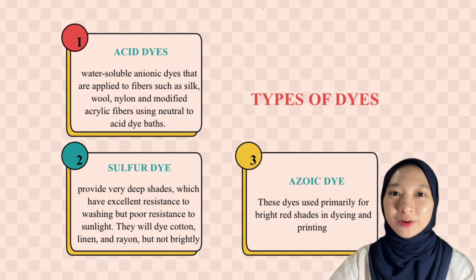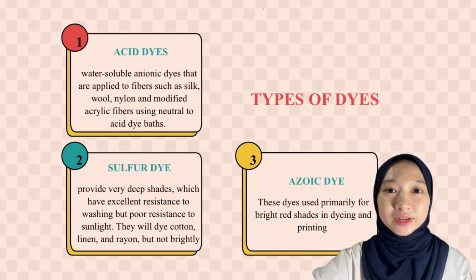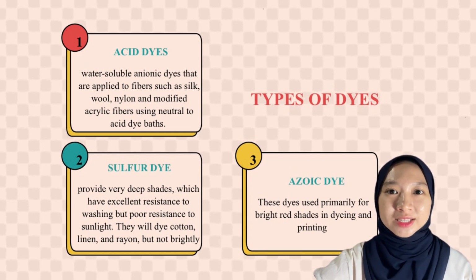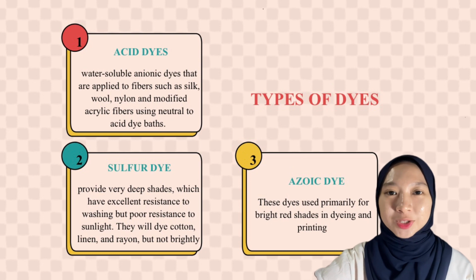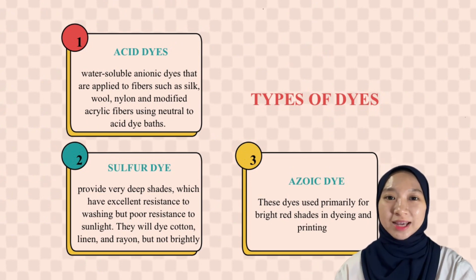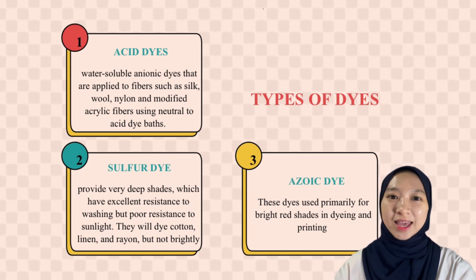Next, we move to the types of dyes. Firstly is acid dyes, water-soluble and ionic dyes that are applied to fibers such as silk, wool, nylon and modified acrylic fibers using neutral to acid dye baths. Moreover, sulfur dyes. Sulfur dyes provide very deep shades which have excellent resistance to washing but poor resistance to sunlight. They will dye cotton, linen and rayon, but not brightly. Last but not least, azoic dyes. These dyes are used primarily for bright red shades in dyeing and printing.